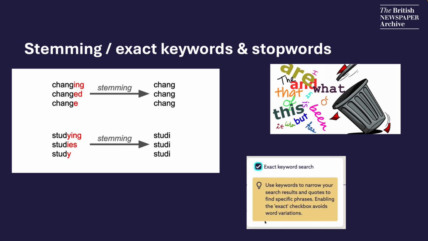Let's talk a little bit about stemming. You'll see the tick box around exact keyword search on the search, and lots of people often don't really understand what this does and doesn't do. Well, a key concept in language searching, text searching, is the idea of stemming. If you look at the examples here, the words changing, changed, change, all have the same stem. Likewise, the words studying, studies, study. You could expand examples with fisher, fisherman, fish, fishing, all have the same stem.